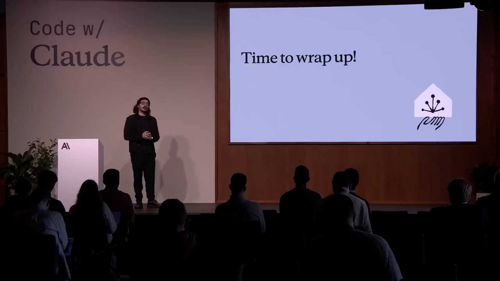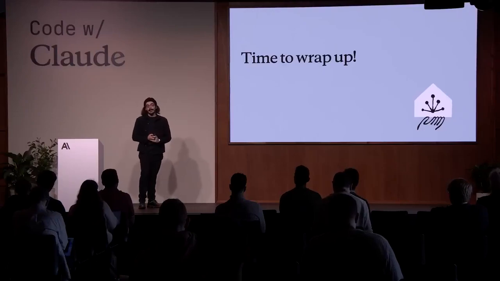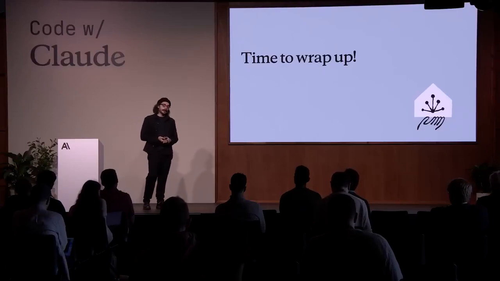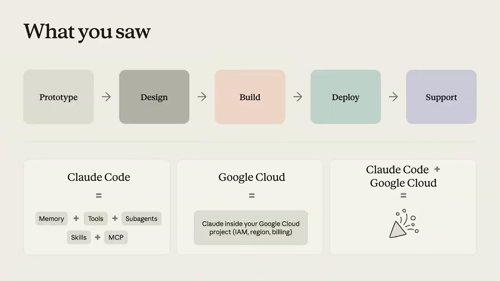OK, so this was my last demo. So let's wrap up the session. At this point, what I tried to demonstrate today is essentially two things. One, on the Cloud Code side, you can use plan mode, sub-agents, MCP, skills, plugins in order to prototype applications like the one that I showed you today and deploy them on Google Cloud.